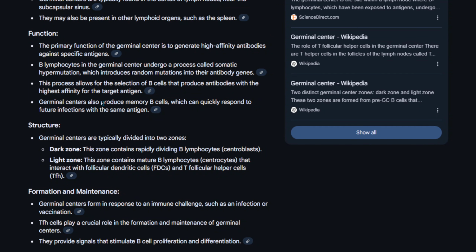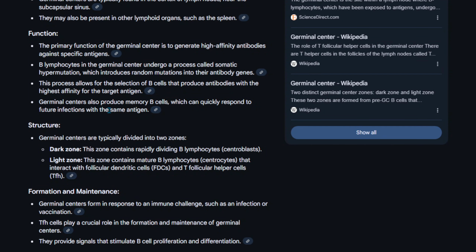So the germinal centers also produce memory B cells, which can quickly respond to future infections with the same antigen. So if you got an infection and you get the germinal centers, they have like a memory. When you get infected with this same bacteria, they have already created antibodies for that. The vaccines work in the same kind of idea.